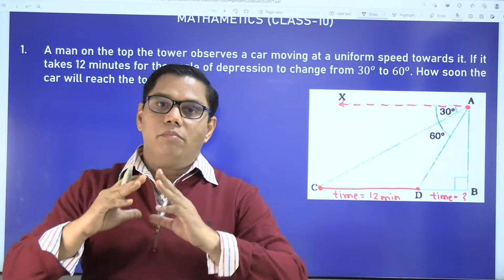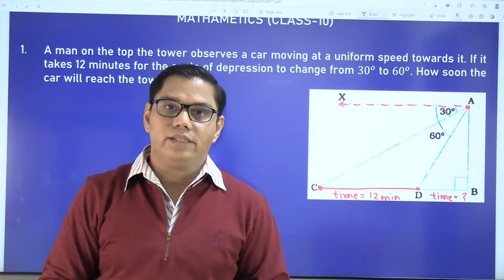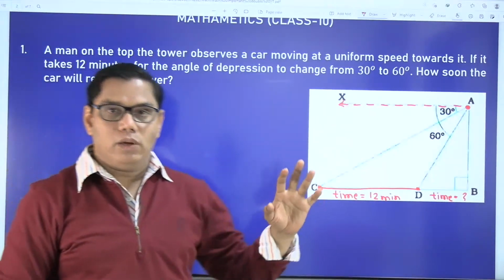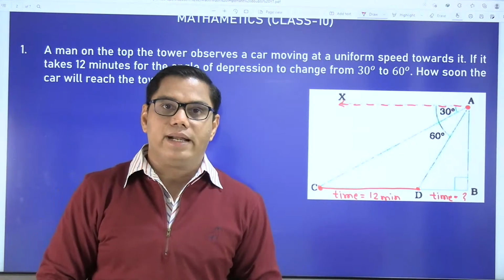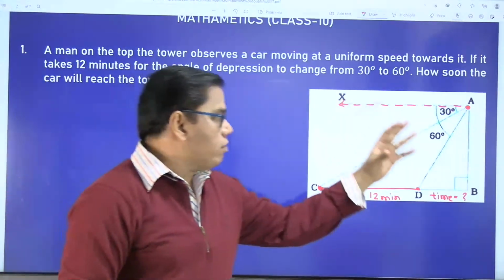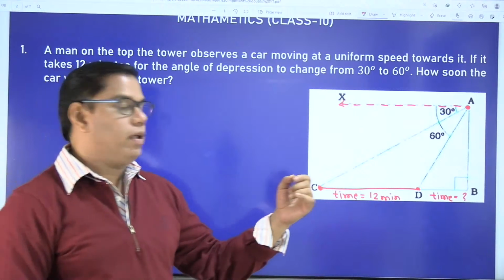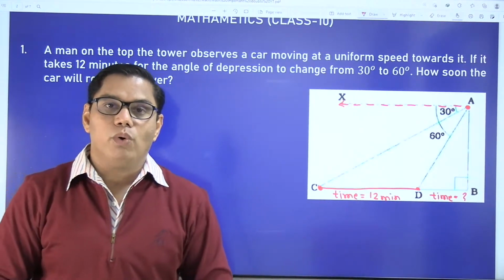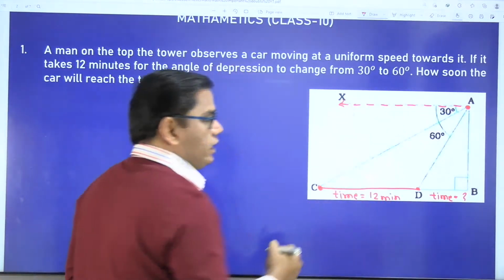What made me select this question for today's video? If you see the entire question, nowhere is any side of a right angle triangle given. No length is provided for segment AB, segment CD, or segment BD. They have only given that the angle of depression is 30 degrees.